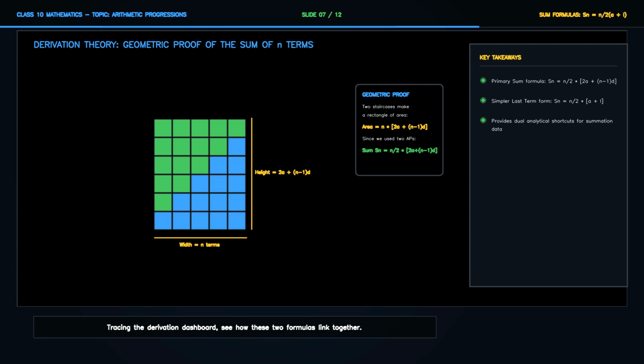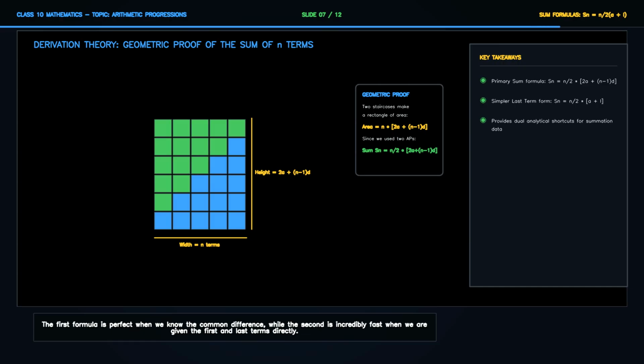Tracing the derivation dashboard, see how these two formulas link together. The first formula is perfect when we know the common difference, while the second is incredibly fast when we are given the first and last terms directly.